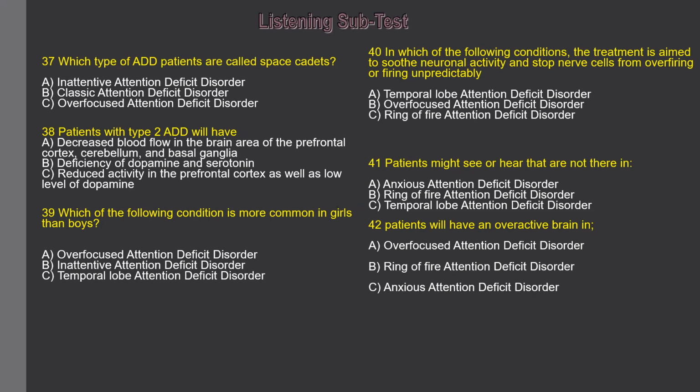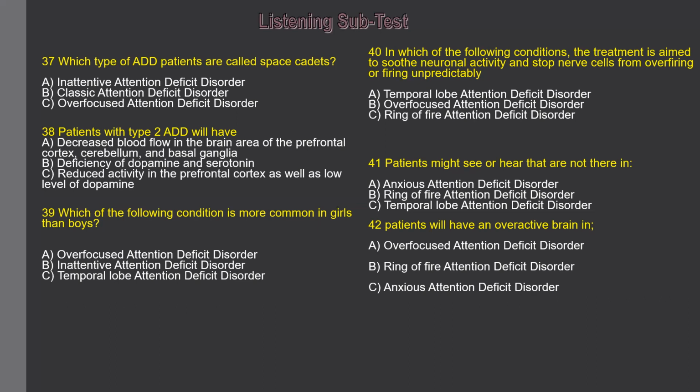Type 3. Over-focused attention deficit disorder. People with over-focused attention deficit disorder have a deficiency of dopamine and serotonin. The aim of treatment is to increase both of these neurotransmitters, the nervous system's chemical messengers.